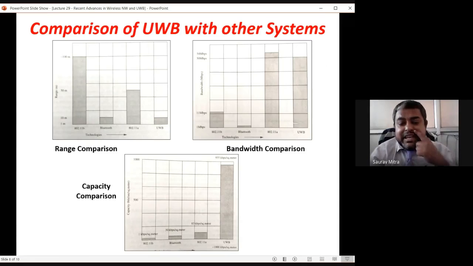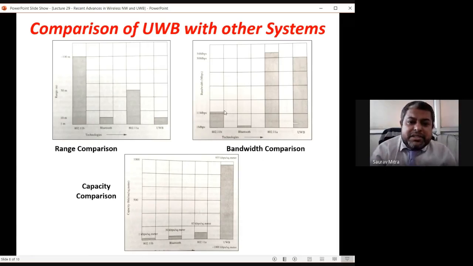So ultra wideband has two advantages and one shortcoming. The advantages are huge capacity, 955 kbps per square meter, and very wide bandwidth, around 50 mbps, but the range of ultra wideband is comparatively less. Whereas 802.11b has a higher range, but less bandwidth and very little capacity. 802.11a has the highest bandwidth, but less capacity and less range, though it is comparable.